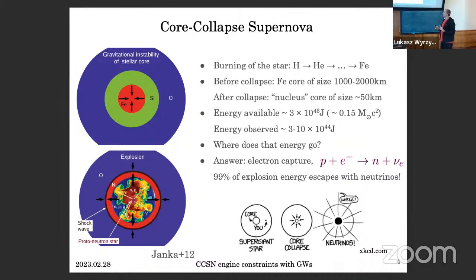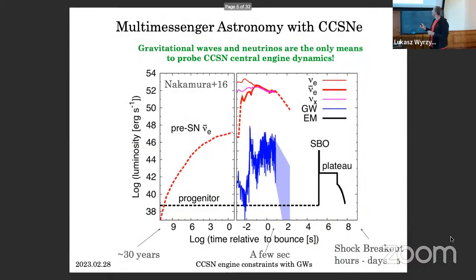And because there's such a strong outflow of neutrinos, we think that these neutrinos, even if they interact a little bit, are capable of blowing up the star from inside. Okay, so this is one.